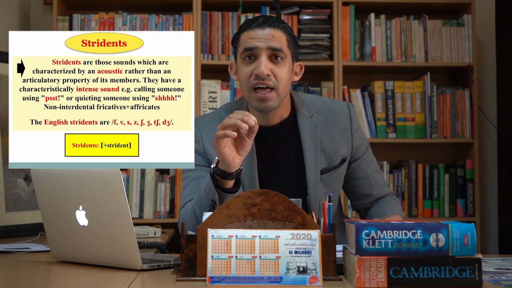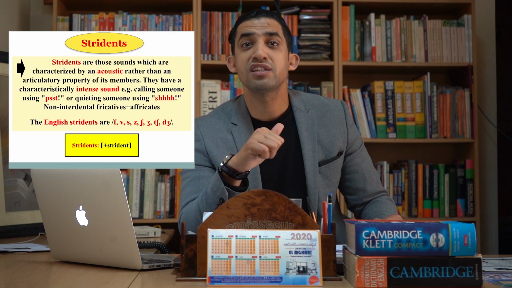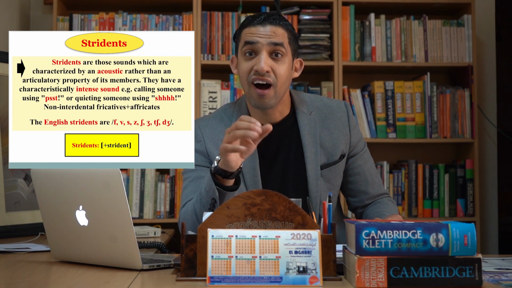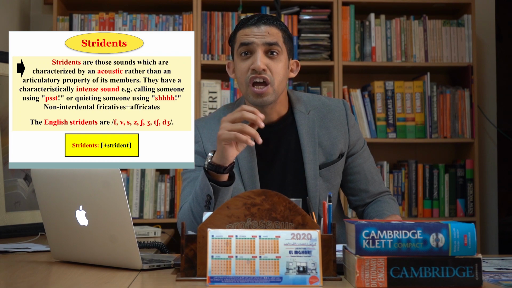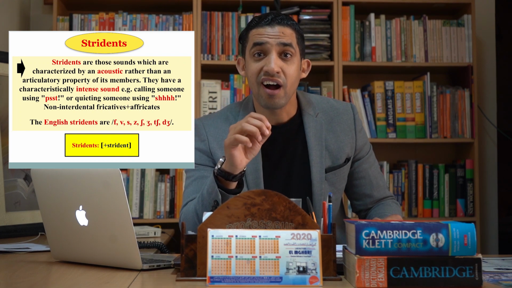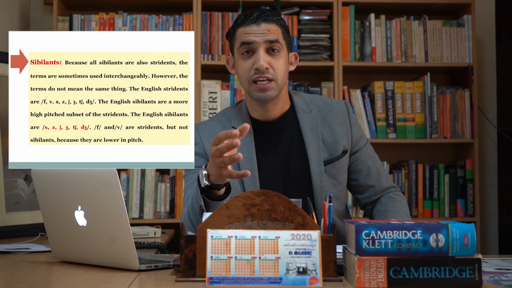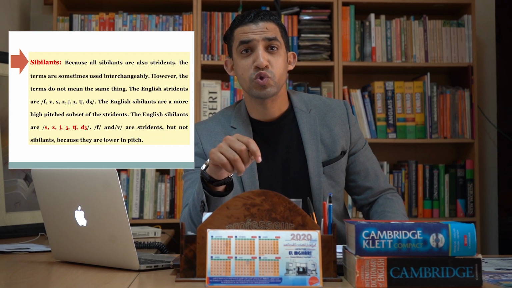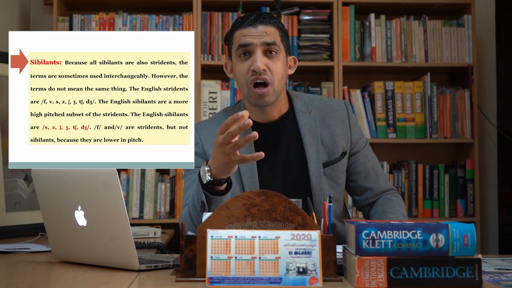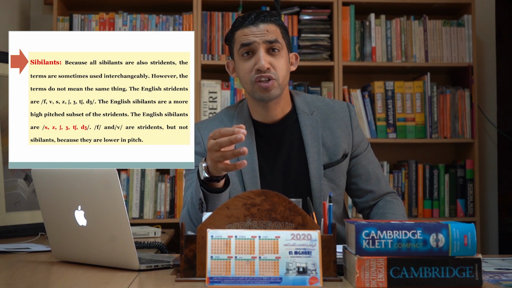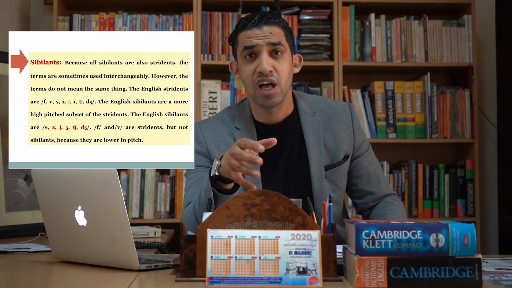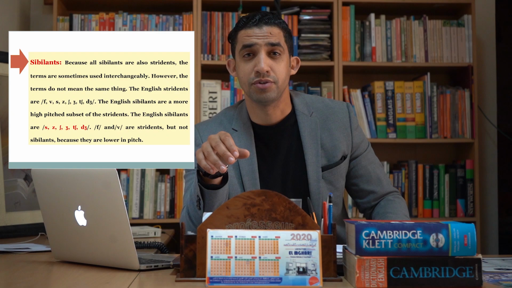We call them the non-interdental fricatives and affricates. They are f, v, s, z, sh, zh, ch, and j. They are stridents. The second category is the one we call sibilants. Because all sibilants are also stridents, the terms are sometimes used interchangeably. You can find in some phonetic literature that sibilants and stridents are two terms that can be used interchangeably.